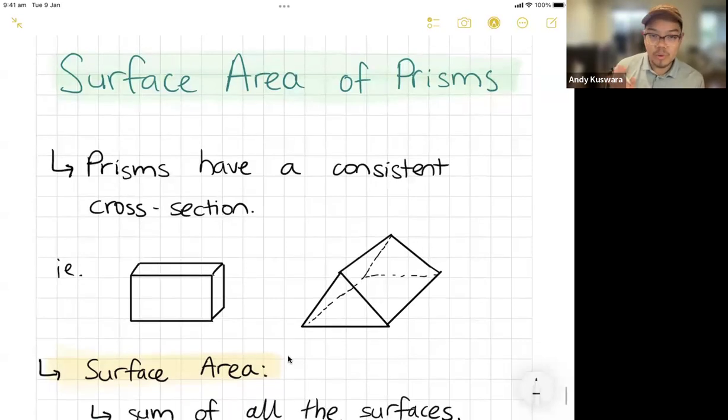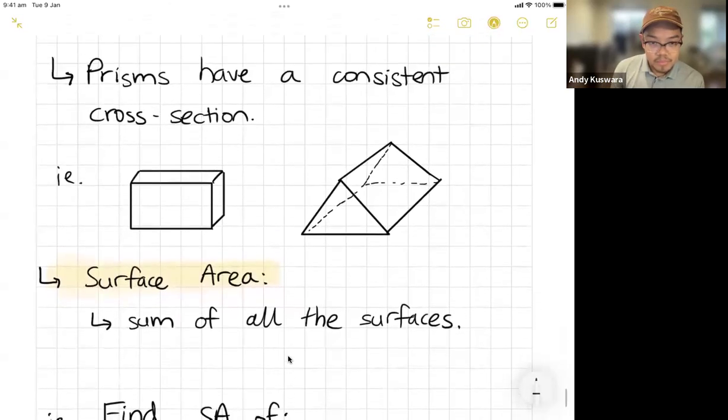Now, just so we're clear, prisms have a consistent cross section, which means I can cut them at any single point, and they should show the same face as the front. The opposite of a prism generally tends to be a pyramid, so it goes to a point. Just know that prisms have a consistent cross section.